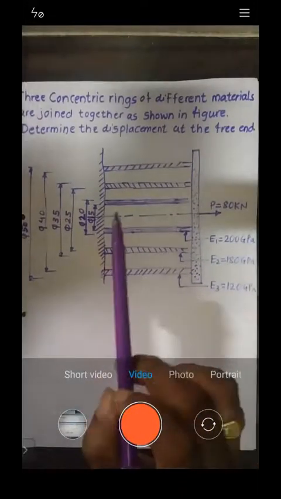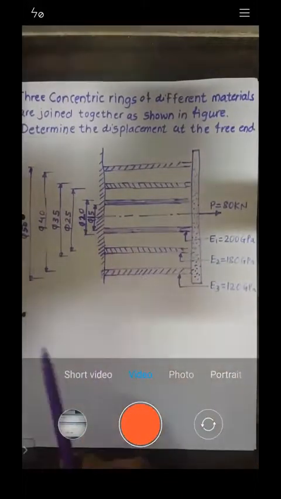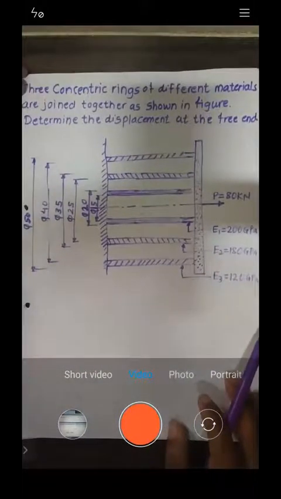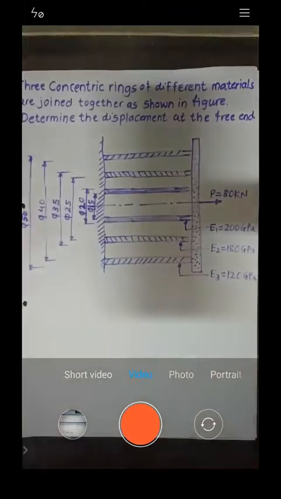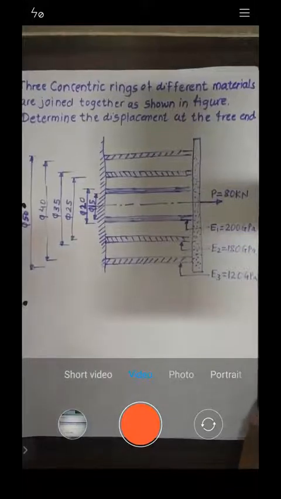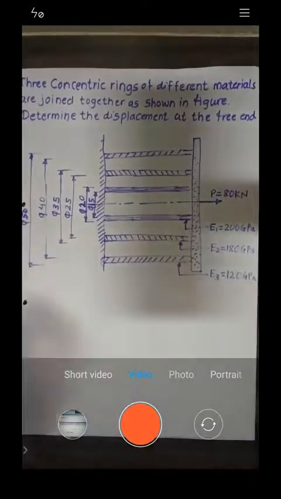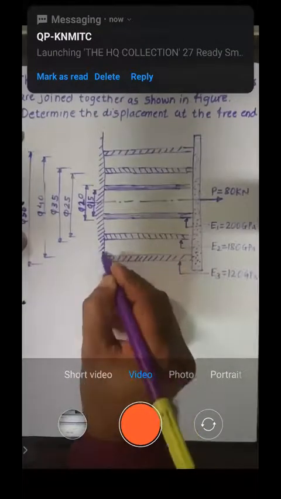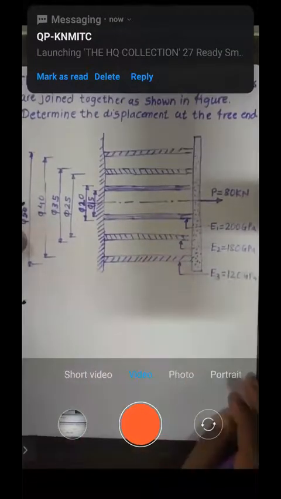See, the dimensions or diameter of every ring is different. At the same time, the material of every ring is different, right? Clear? So now see, from this, tell me what is the first step? How will you proceed with the problem? All of you know how to proceed with the problem.